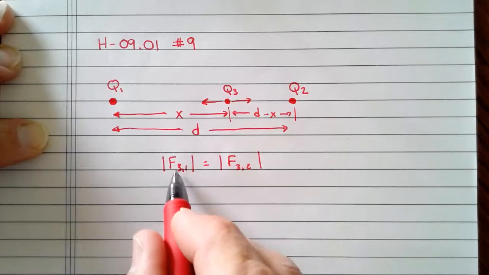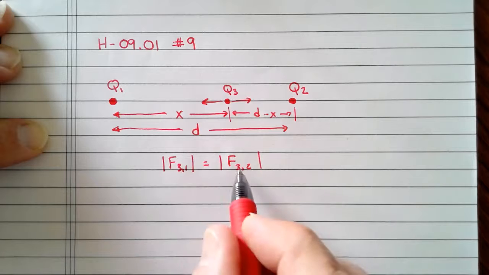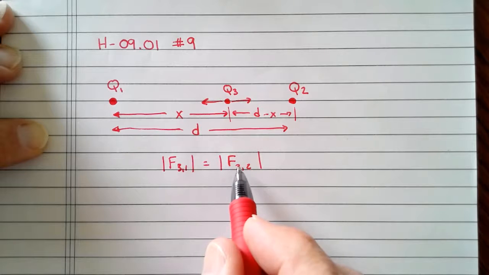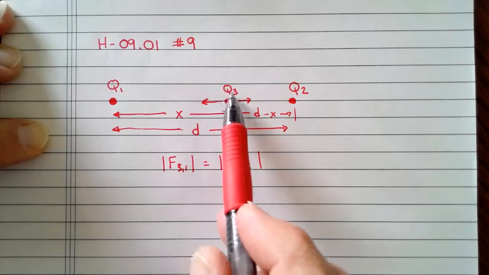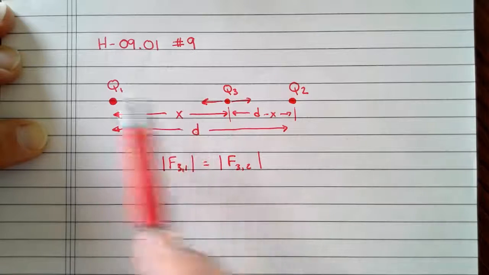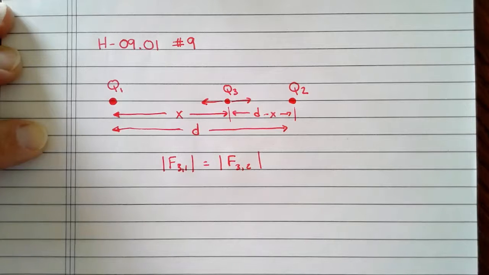And so you're going to find an expression. So this will be like k Q1 Q3 over x squared has got to equal this force, which is k Q2 Q3 over d minus x quantity squared. And of course Q3 will cancel because it's on both sides of the equation, and so will k because it's a constant. And then your goal, since you know d and you know Q1 and Q2, is to solve that equation for x.